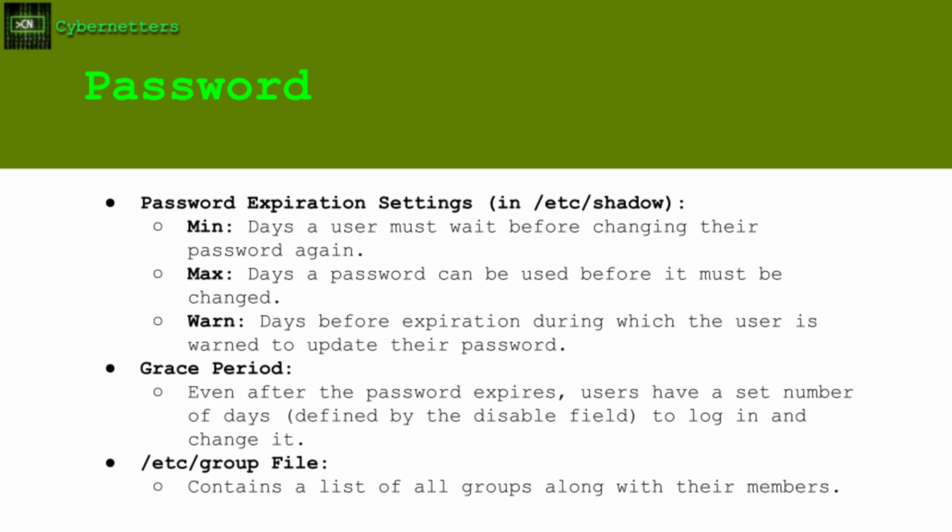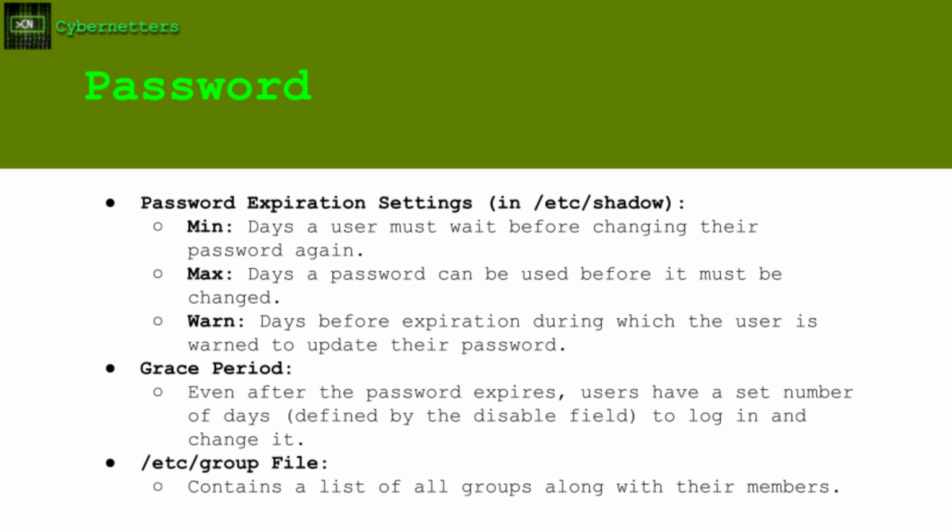Now, let's say a user doesn't change their password in time. This is where the grace period comes in. Even if the expiration date passes, Unix gives them a set number of extra days, which is defined in the disable field, to log in and update it before their account gets completely locked out.